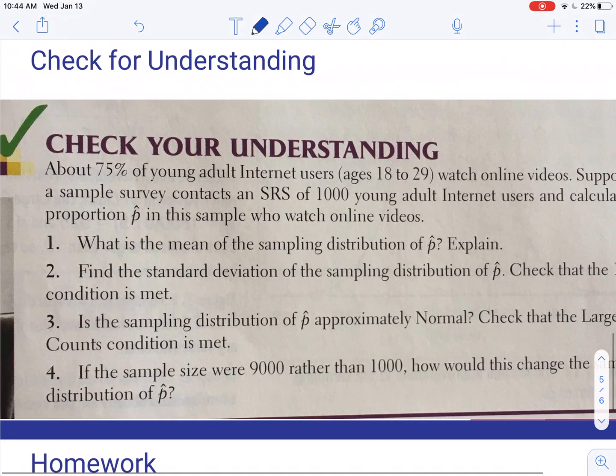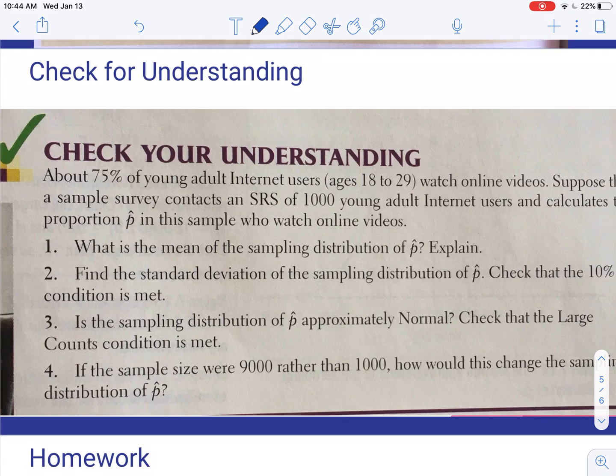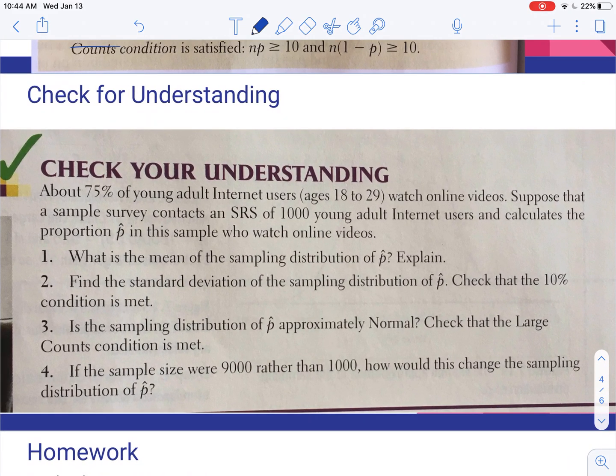So we're going to do a brief check for understanding. There's a little bit more to this where you might start applying z-scores, but once we have the idea of what is the standard deviation, what is the z-score, we can move from there. And I'll touch on that a little bit at the end of this check for understanding. So we're going to say about 75% of young adult internet users ages 18 to 29 watch online videos. Suppose that a sample survey conducts a simple random sample of 1,000 young adult internet users and calculates the proportion in the sample who watch online videos. What is the mean of the sampling distribution?